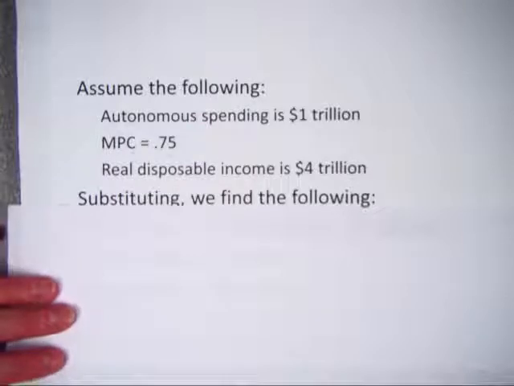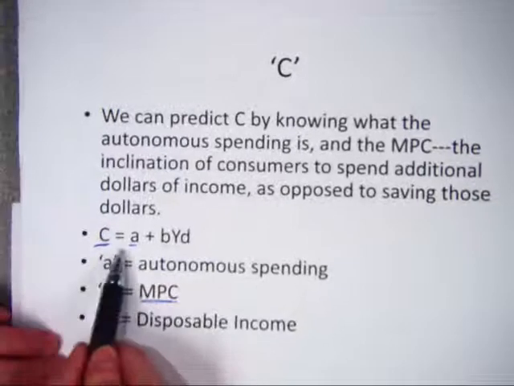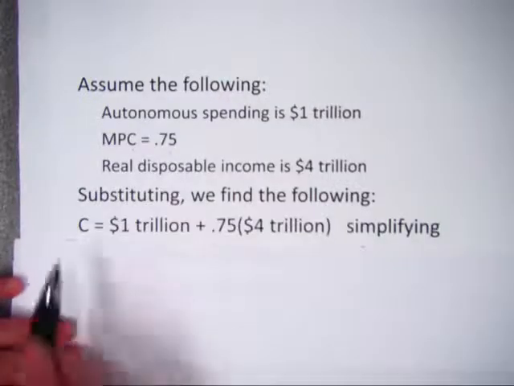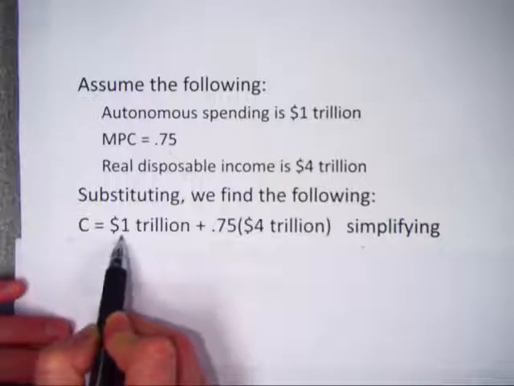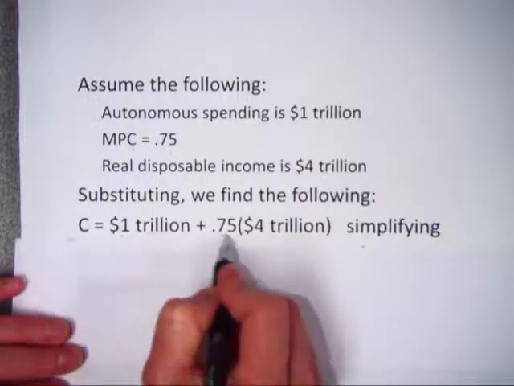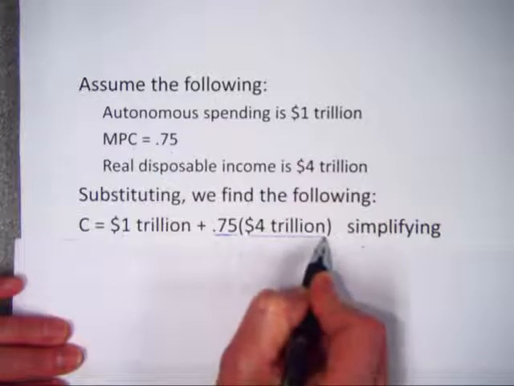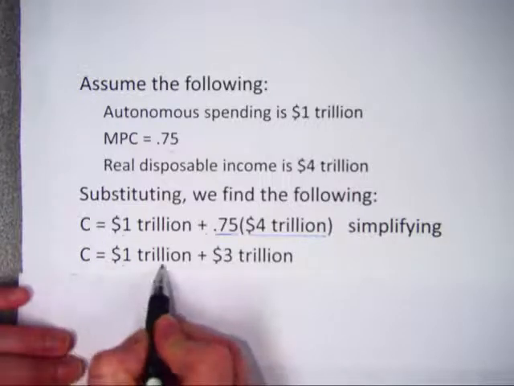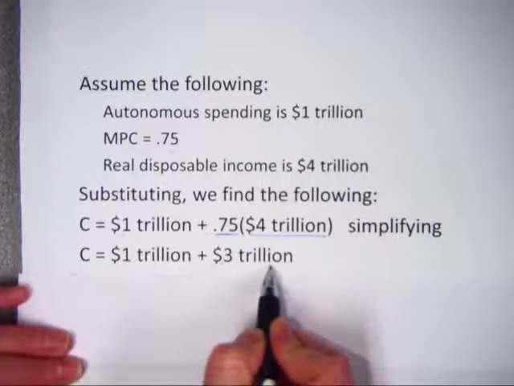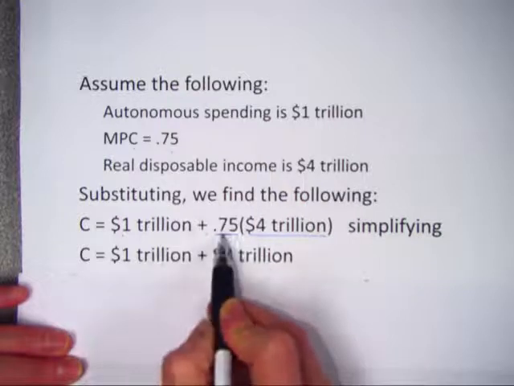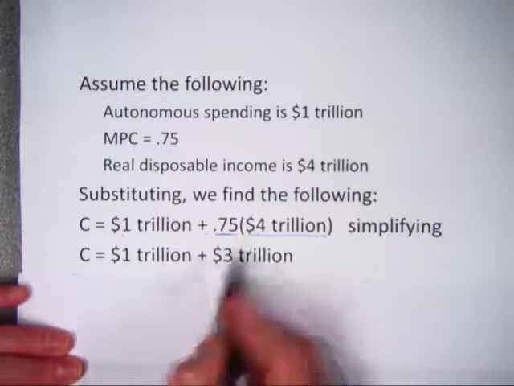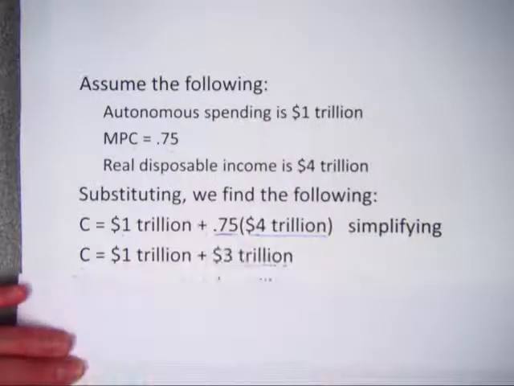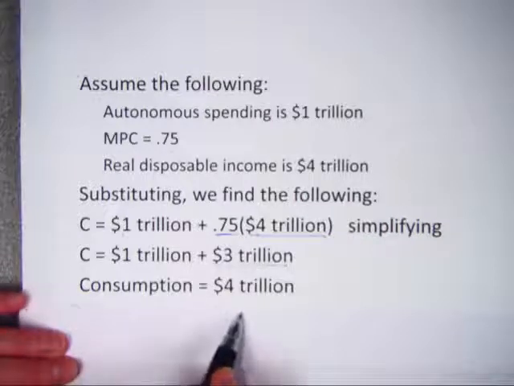Substituting what we know into the equation that we just took a look at, C equals A plus B times YD, we get this. Consumption is equal to A, that's the autonomous spending, plus the MPC times the disposable income. Just simplifying, we get $1 trillion in autonomous spending plus $3 trillion. Now, where did we get the $3 trillion? We took the MPC of 0.75 and multiplied it by $4 trillion. So we get $3 trillion in additional dollars of spending in addition to the autonomous spending. So the consumption function will be $4 trillion.